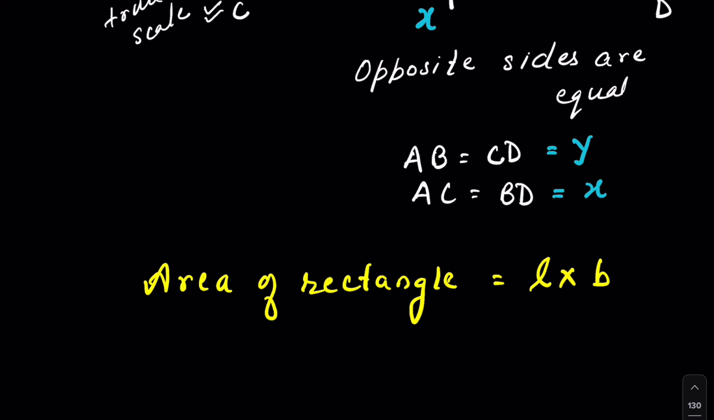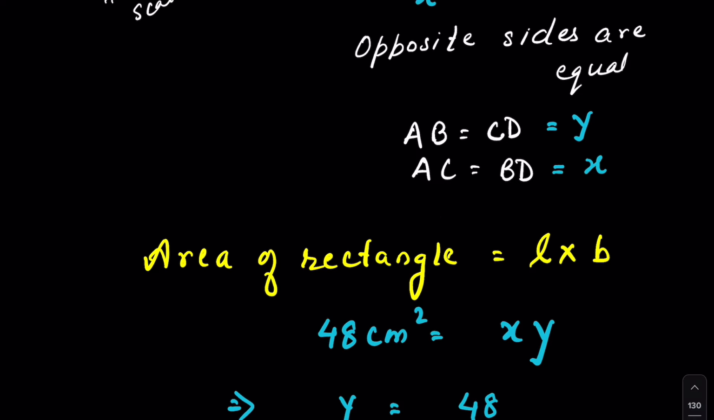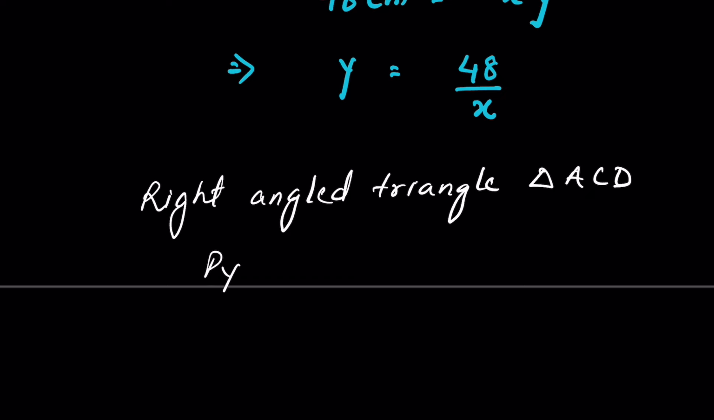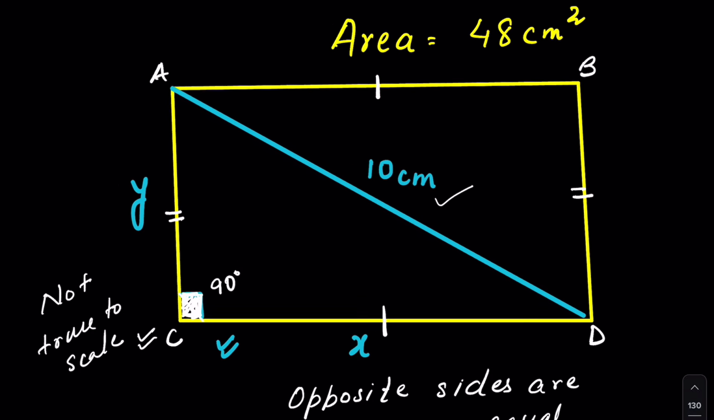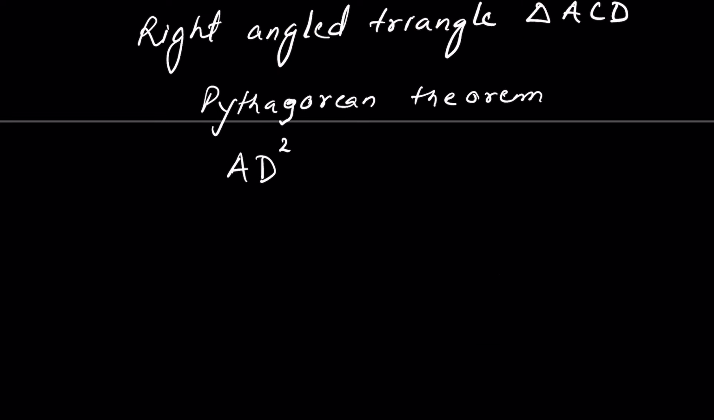Area of the rectangle will be X into Y. That means 48 centimeter square is equal to XY, or from here we can take the value of Y. Y is equal to 48 upon X. Now if we take this right angle triangle ACD, as per the Pythagorean theorem, square of the hypotenuse is equal to the sum of the squares of the other two sides. So here hypotenuse is AD. That means AD square is equal to AC square plus BD square.